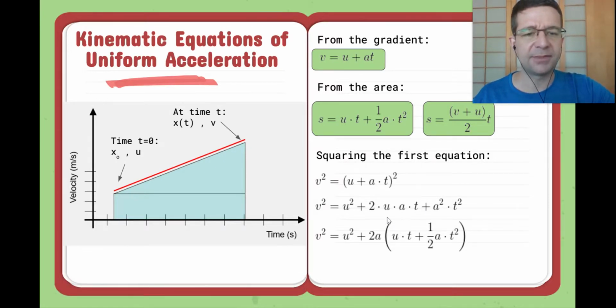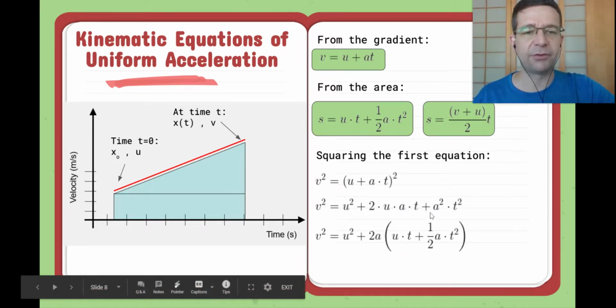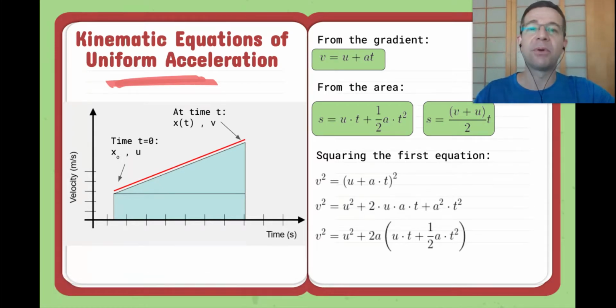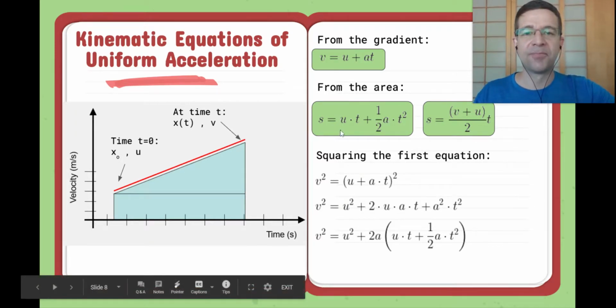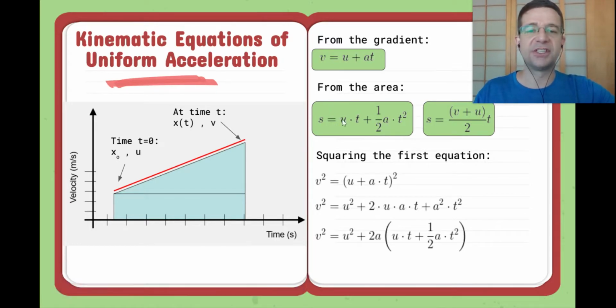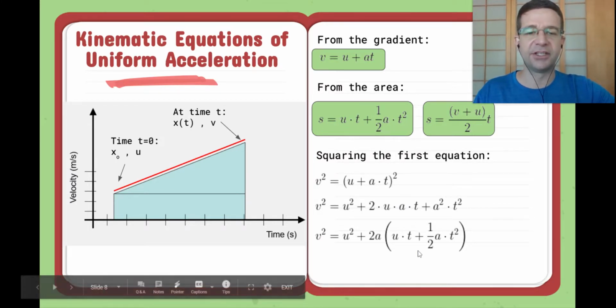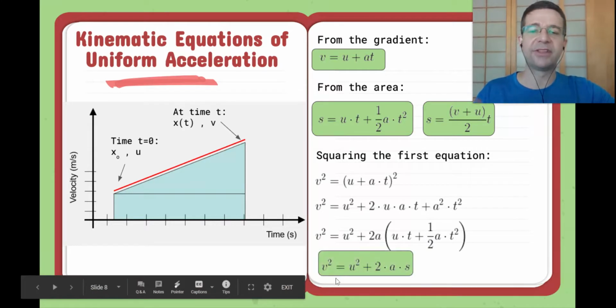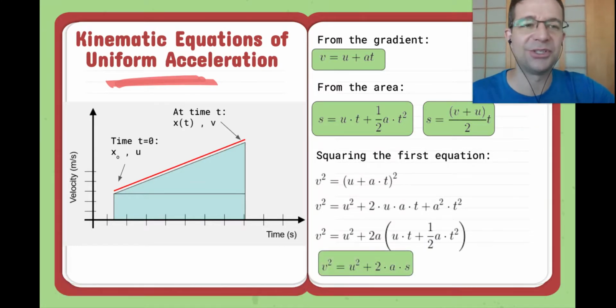We pull out 2 times a, so we're left with ut for this second term, and we're left with 1/2 at squared. And that 1/2 at squared hopefully triggers a little wisp of a memory that you remember back here. ut plus 1/2 at squared, that's just the displacement. And so making a substitution here of the left-hand side of this expression from the area into the right-hand side, we end up with v squared is equal to u squared plus 2as.